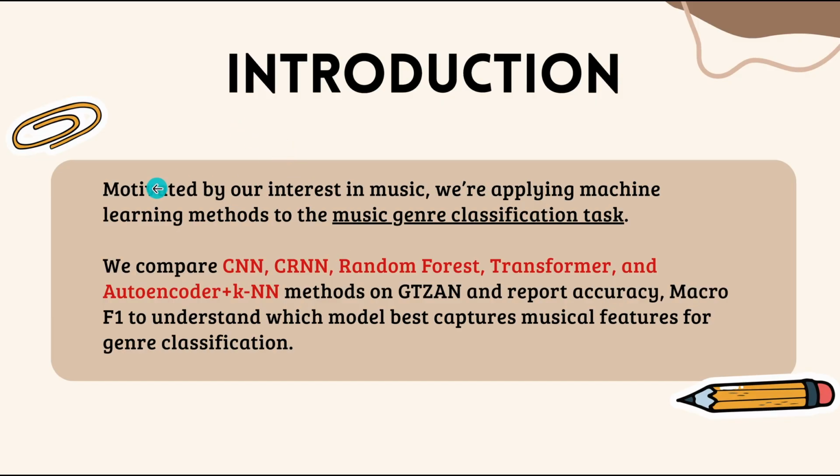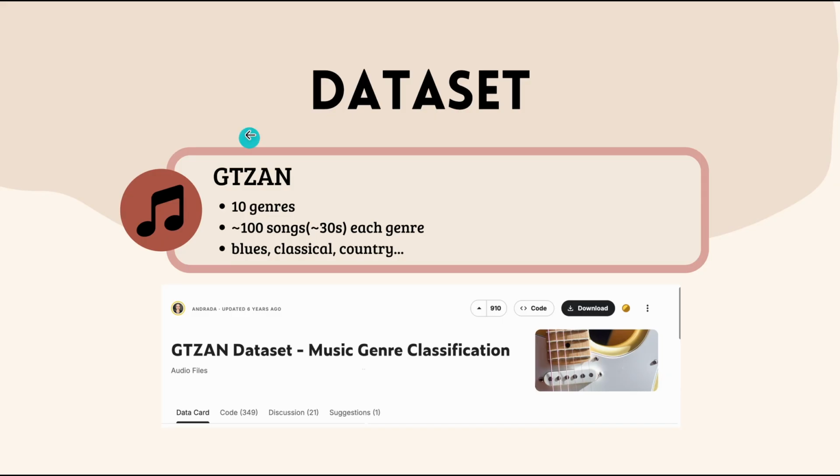Introduction. Motivated by our interest in music, we're applying machine learning methods to the music genre classification task. We compare CNN, CRNN, random forest, transformer, and autoencoder plus KNN methods on the GTZAN dataset and report accuracy and macro F1 score to understand which model best captures musical features for genre classification.